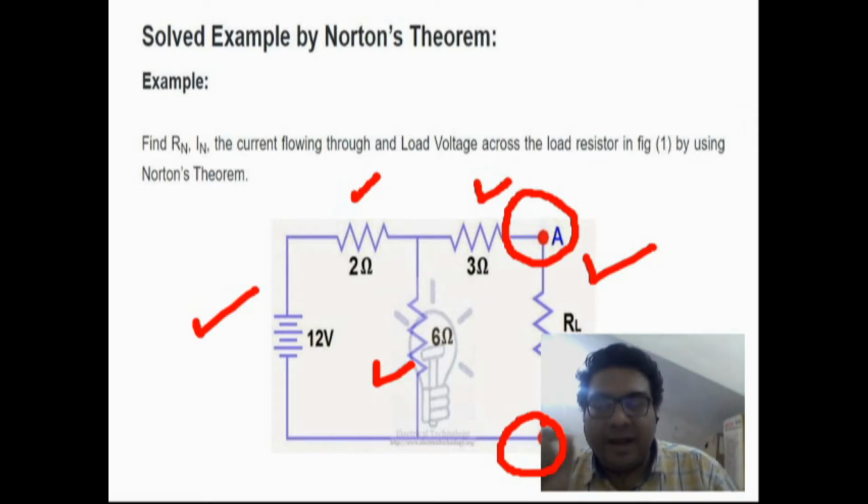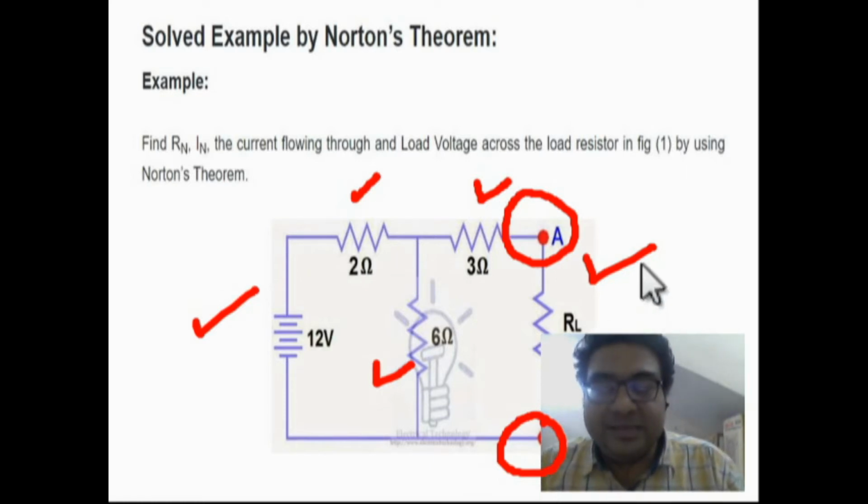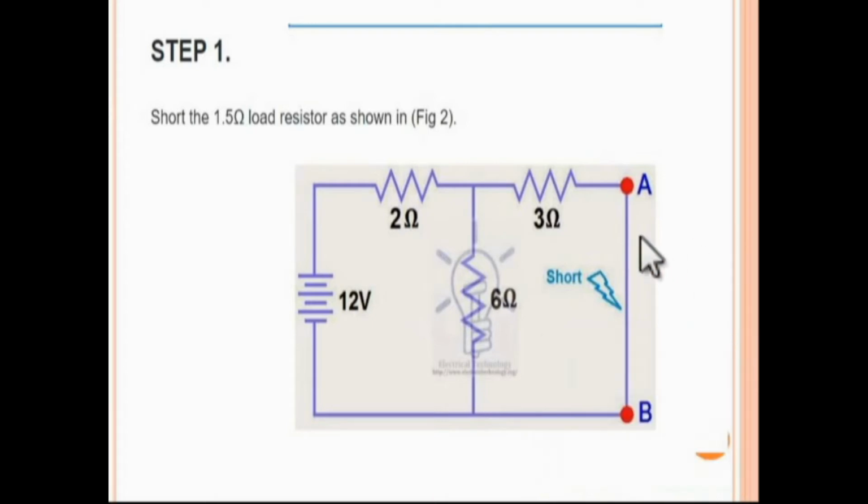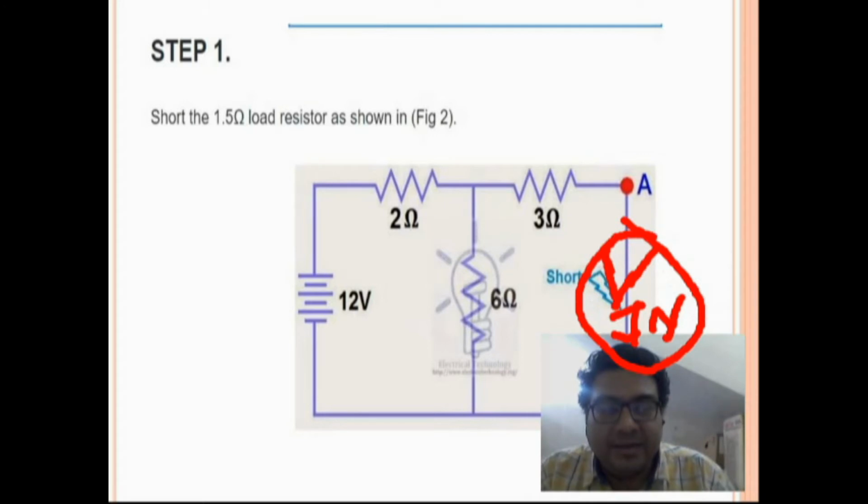The first step of finding Rn and In is to remove the load resistance and place a short circuit. As you can see in the second slide, the terminals A and B are replaced by a short circuit. Here a short circuit current will flow, that will be called IN or ISC, Norton's current. This will be called Norton's current, and the value of this current is to be found out.